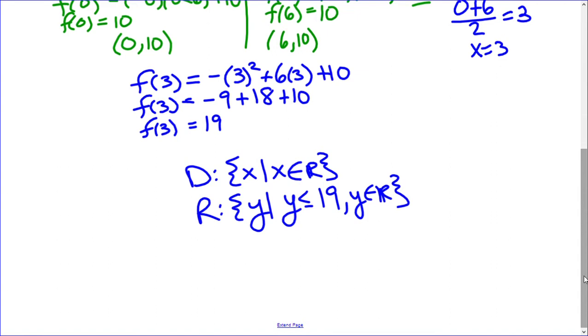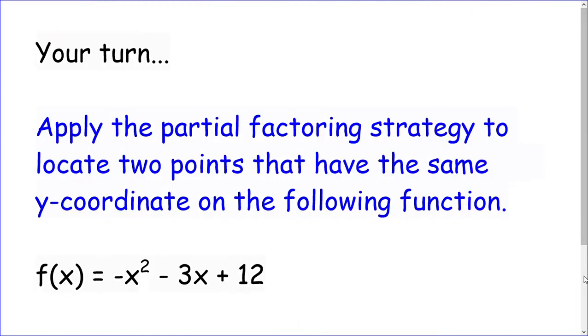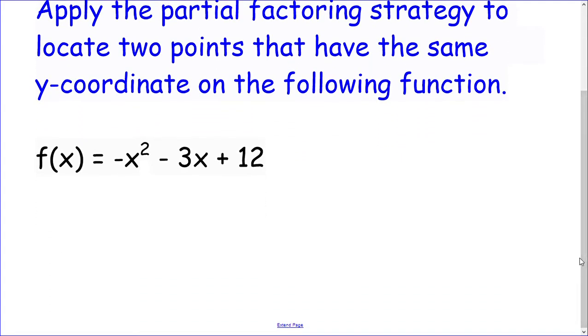So it just helps me kind of visualize what this thing looks like. So I have another one for you guys to try, same as before. Apply the partial factoring strategy to locate 2 points that have the same y coordinate on the following. So pause the video, give it a try, and come back when you're ready.